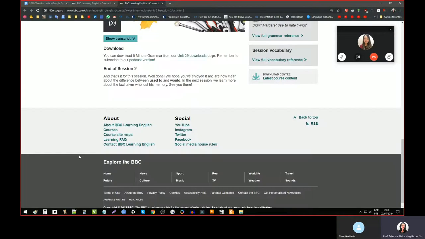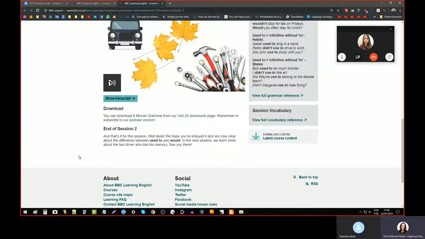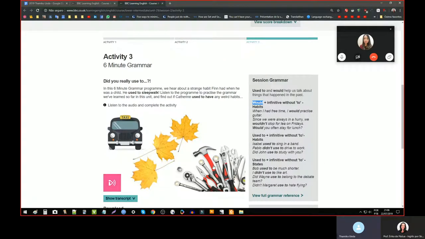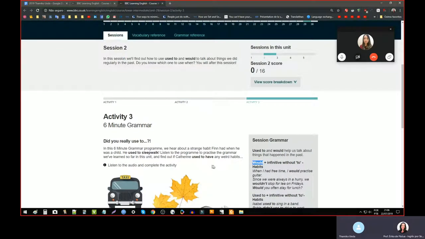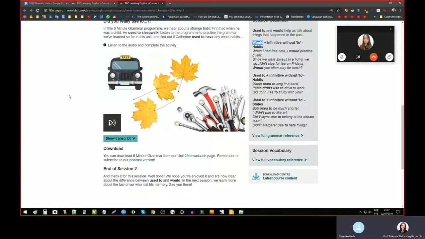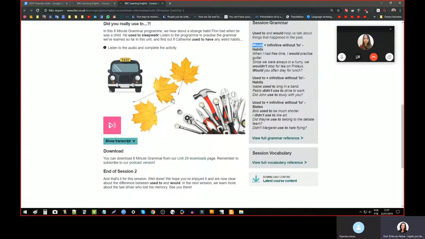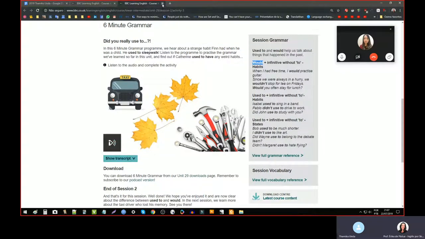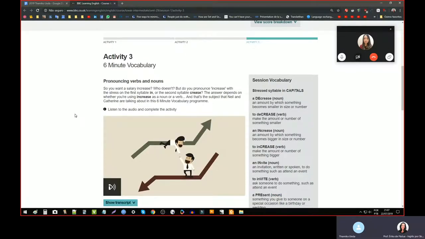Are there exercises? Yes, but not on this page, because if you see activities 1, 2, and 3, all this is about used to and would. I think the whole section 2 is about it. All right, you get a lot of practice later on. Any other comments? No, I think that's it. What about the other one?